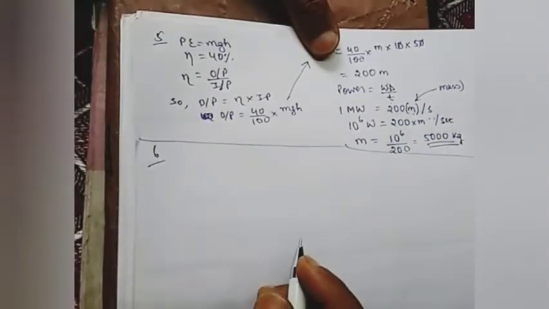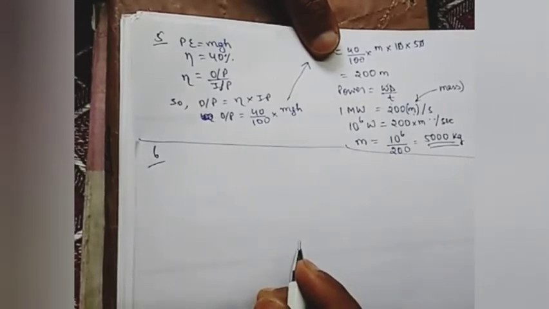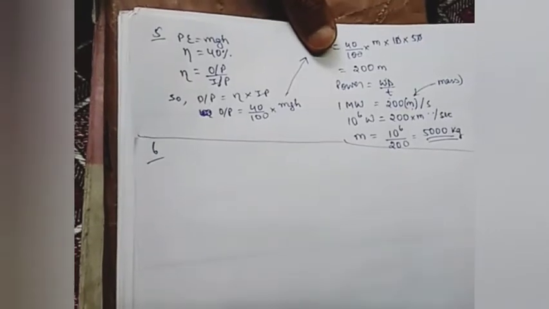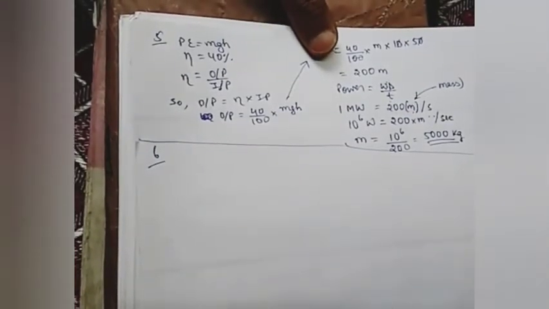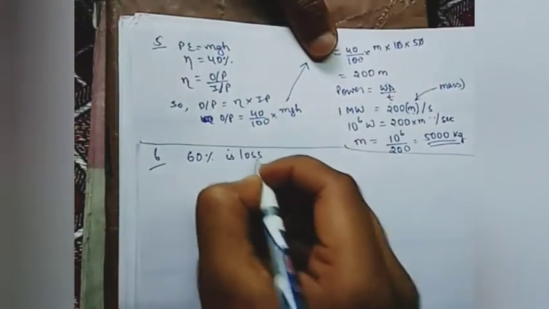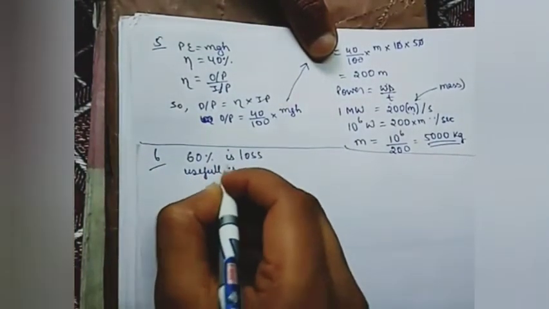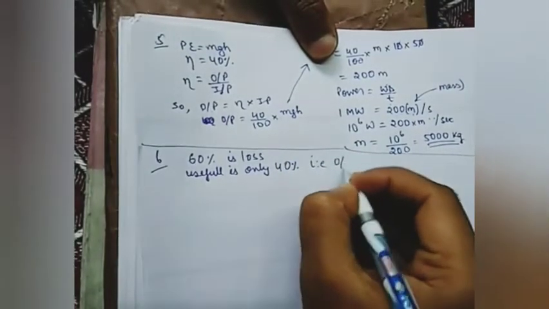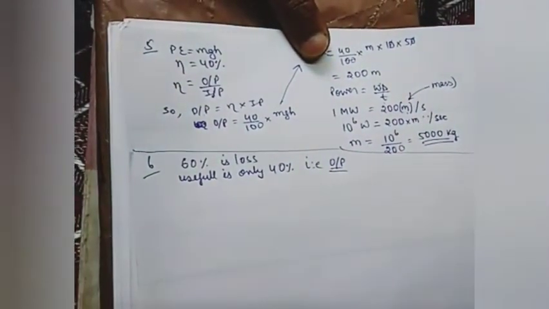A bob of a simple pendulum is imparted a velocity of 5 meter per second when it is at the mean position. To what maximum vertical height will it rise on reaching the extreme position if 60% of energy is lost in overcoming the friction of the air? See, 60% of the energy is lost. So useful is only 40%. That is output. Output is 40%.